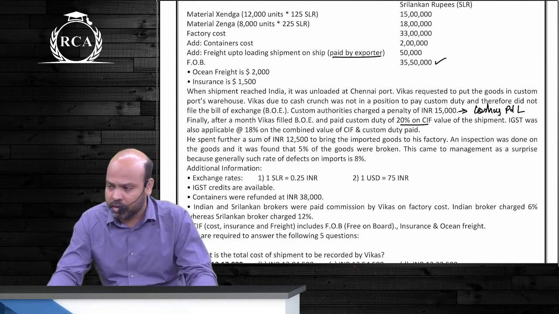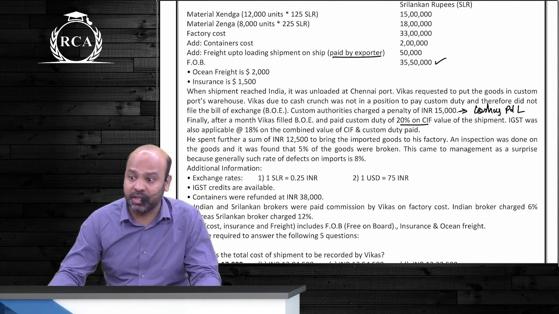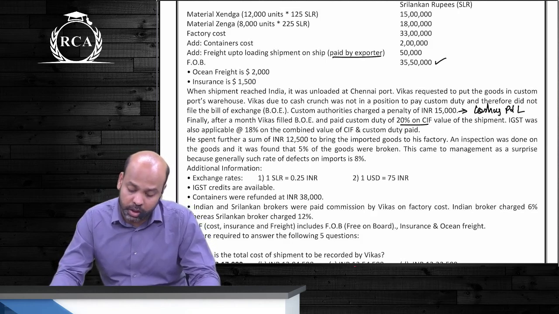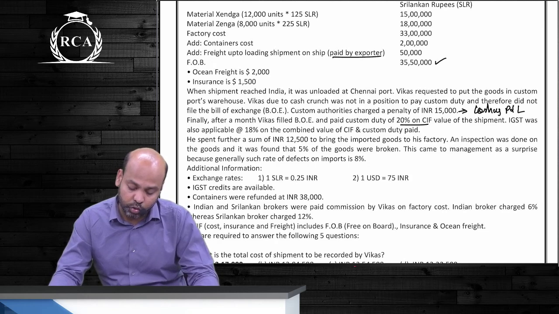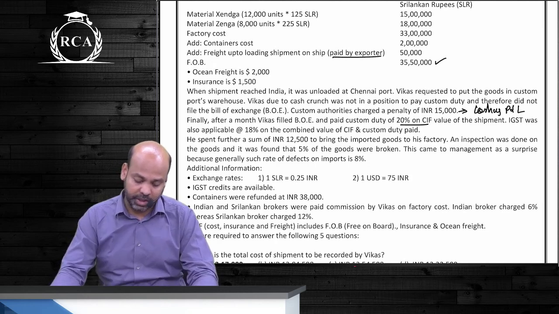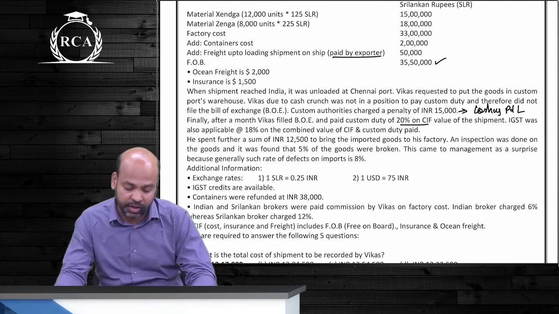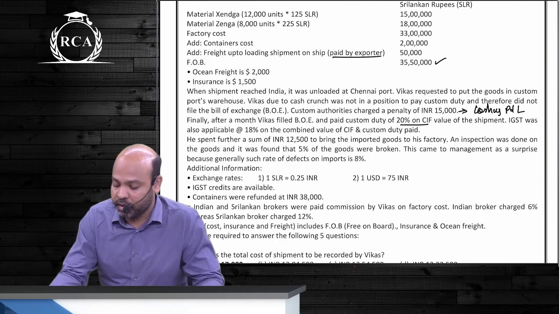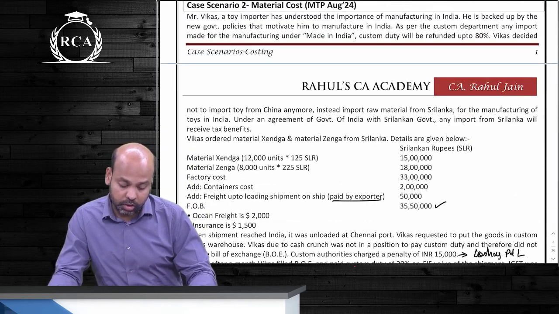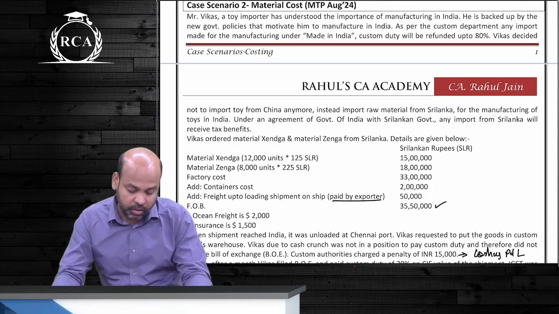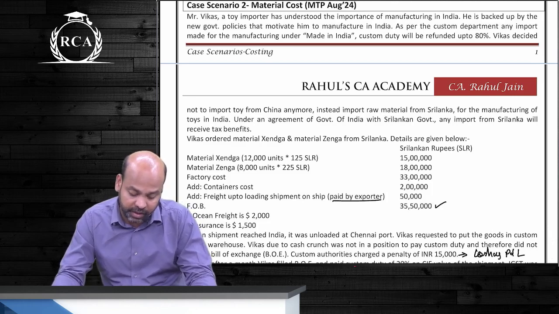Okay? 12,500 has been incurred to bring the imported goods to his factory. An inspection was done on the goods and it was found that 5% of the goods were broken. This came to management as a surprise because generally such a rate of defects on imports is 8%. It says, guys, that normally we incur a total loss of how much? 8%. Yes or no, guys?